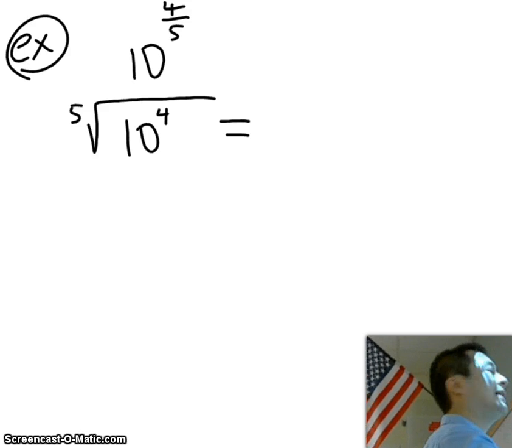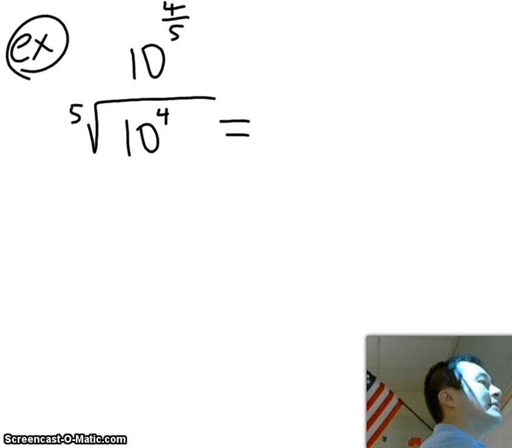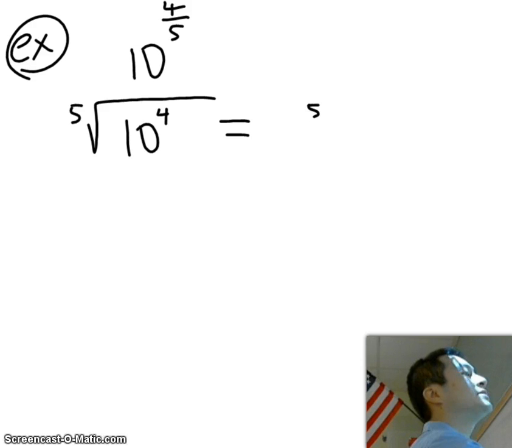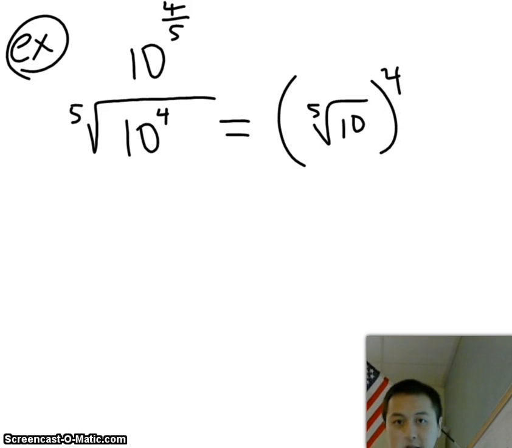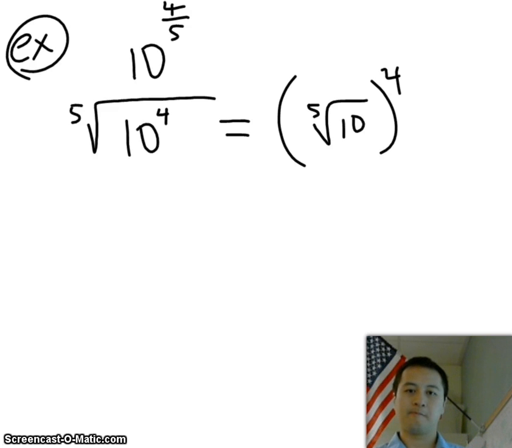Another way you can write that is the 5th root of 10 to the 4th power. Those two things are both the same thing. How do you guys feel? Good? Let's do a quick example and see if we can understand this.